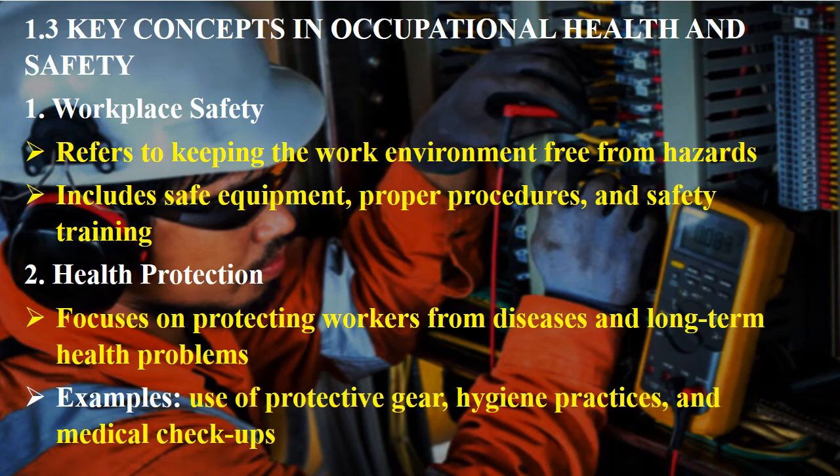Health protection focuses on protecting workers from disease and long-term health problems. Examples: use of protective gear, hygiene practices like face masks, and medical checkups. So occupational health and safety are concerned with two aspects: the safety and the health. So physical safety and the health.